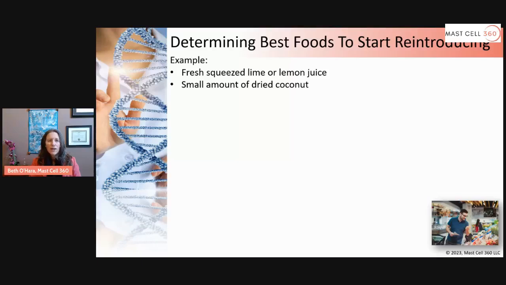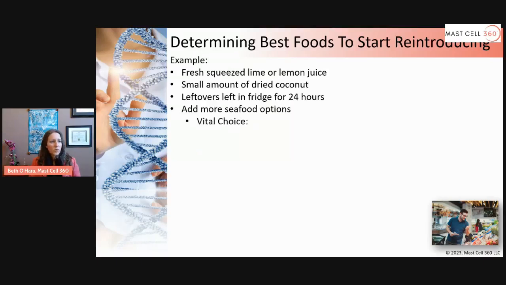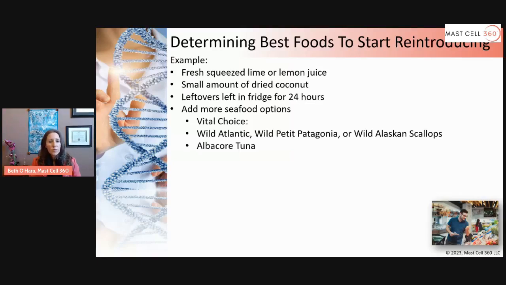So that'd bring in a little histamine. Or you could let the leftovers sit in the fridge for 24 hours to test histamine. You could add a few more seafood options. So you could bring in some of the scallops that Vital Choice has, or some of their tuna.